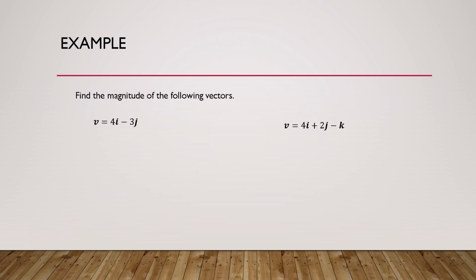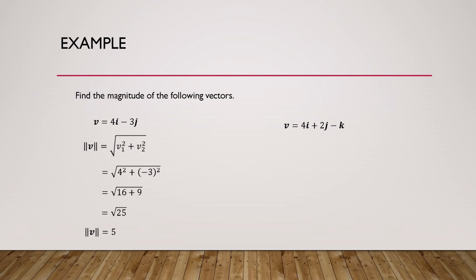For example, find the magnitude of the following vectors. v equals 4i minus 3j. The magnitude of v equals the square root of v1 squared plus v2 squared. Fill in the values to get the square root of 4 squared plus negative 3 squared. Simplify to get the square root of 16 plus 9, or the square root of 25. This makes the magnitude of our vector equal to 5.